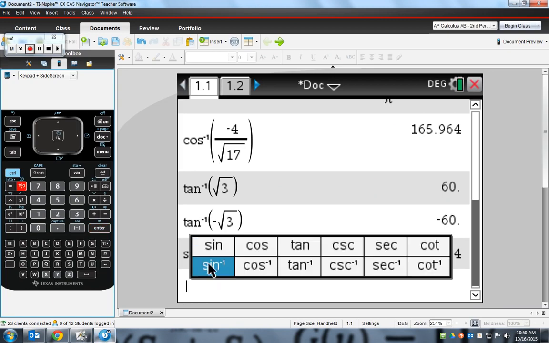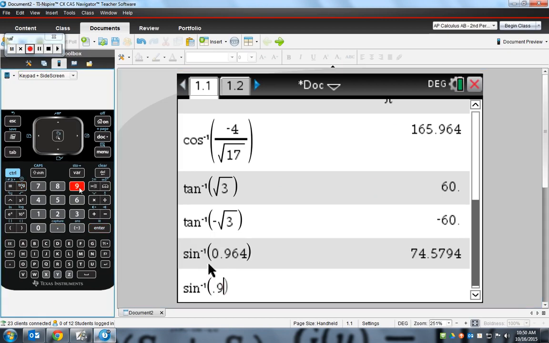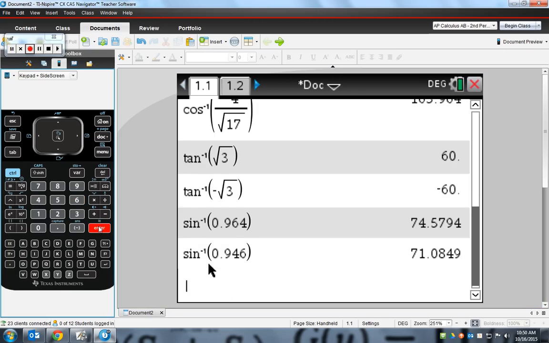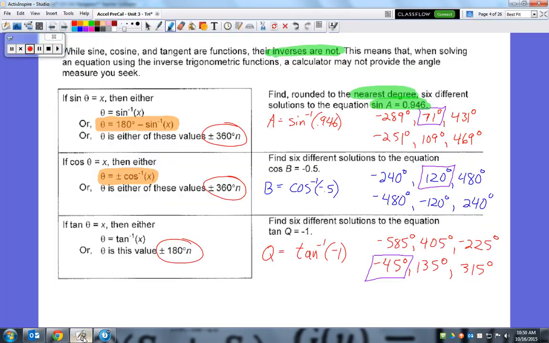So the arcsine of 0.946, control divide, and I get 71. So 71 is the angle that the calculator spit out. What is coterminal with that angle?